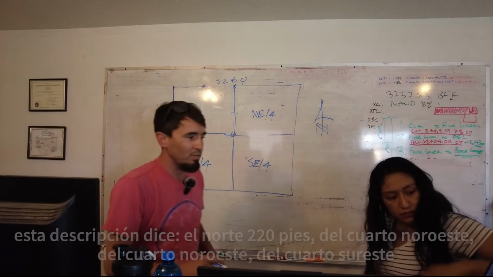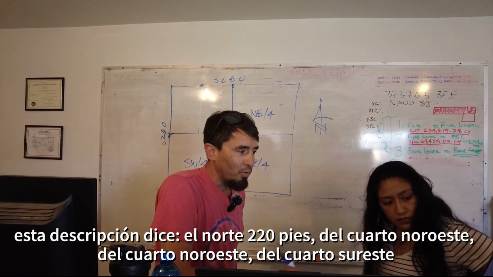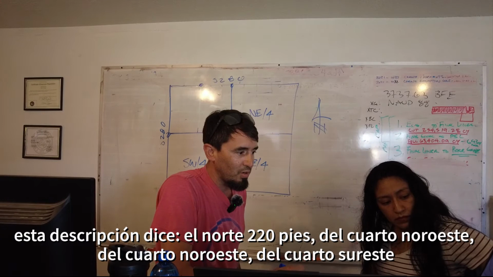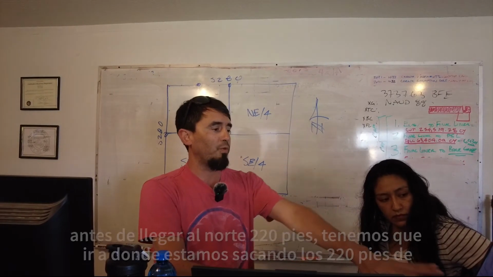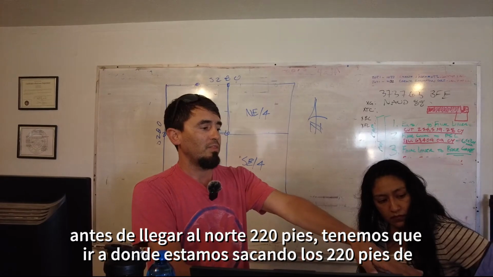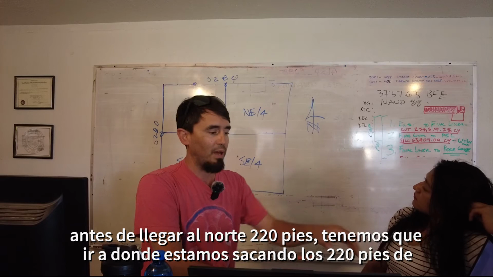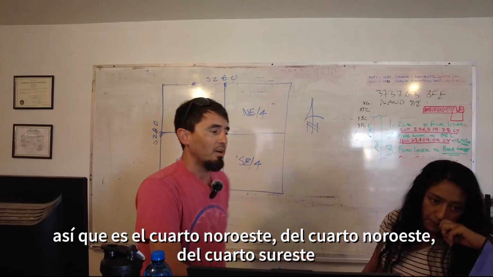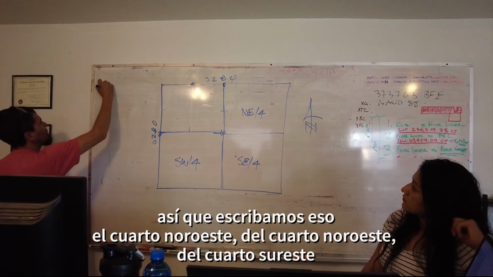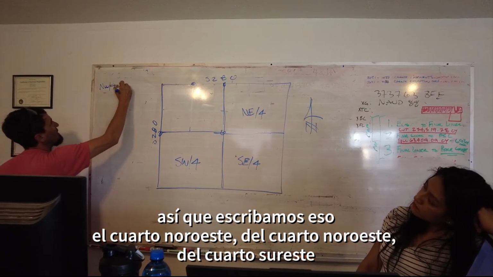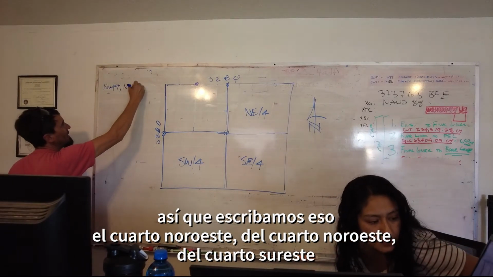So what is this? This description says the north 222 feet of the northwest quarter of the northwest quarter of the southeast quarter. So let's do that first. Before we get into the north 222 feet, we need to go where we're taking the north 222 feet out of. So that's the northwest quarter of the northwest quarter of the southeast quarter. So let's write that down. The northwest quarter of the northwest quarter of the southeast quarter?